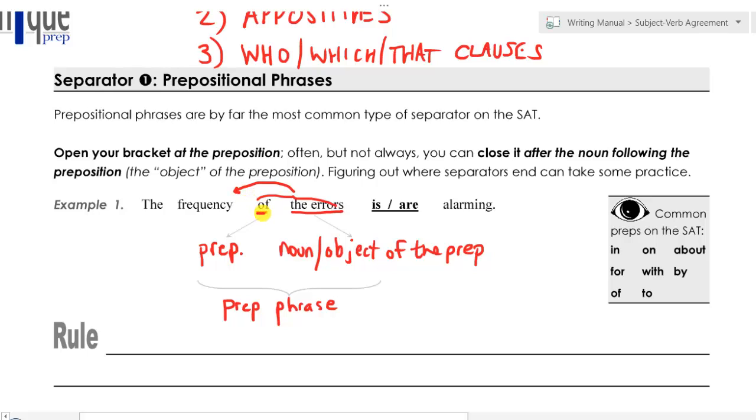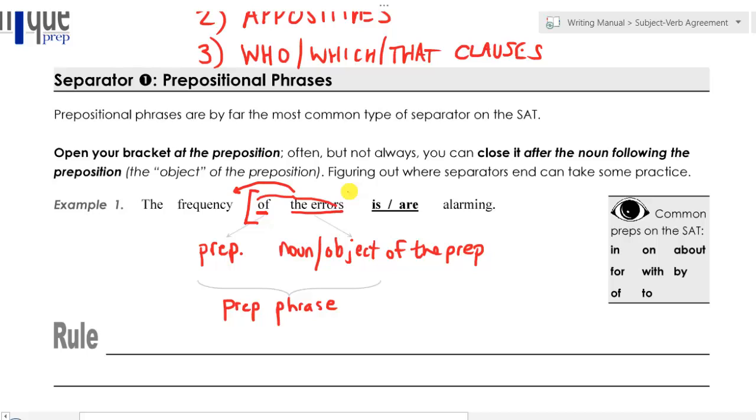So this of the errors, this prep phrase here, is simply describing frequency. Now here's the deal. Sure, it's nice to have detail in our sentences, but when we're trying to determine the correct verb based on the subject, we really just need to know what the subject is in order to determine what the verb is. We do not need to worry about what end up being irrelevant details.